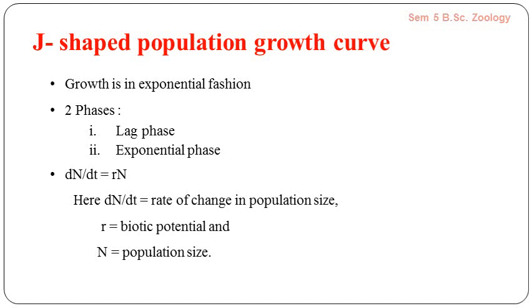And you can see this J-shaped growth curve is expressed by the equation dN/dt = rN. Here you can see the (K-N)/K part is completely absent. That is actually representing the environmental resistance. So here there is no environmental resistance acting upon it, so it uses up the complete biotic potential of the population, and thus there is an exponential increase.